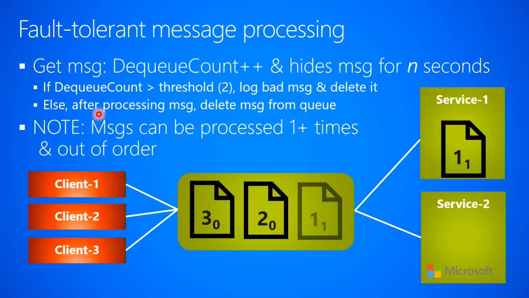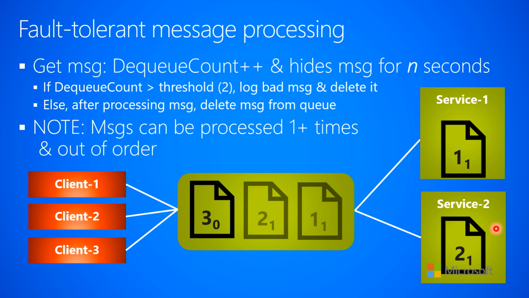Else, if the DQ count has not reached the threshold, then the service begins processing the message, and when it completes processing the message, it will delete the message from the queue. All right, so let's see how this plays out. Service 1 has pulled message 1 from the queue, and the DQ count is 1. The DQ count of 1 means it's lower than our threshold of 2, which is what I'm using in this example. So service 1 starts processing that message.